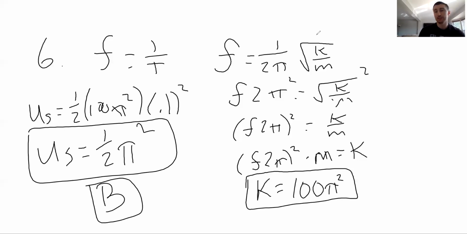So again, the key is understanding that at the amplitude, the velocity is 0. Therefore, the only energy it has is potential energy. All right?